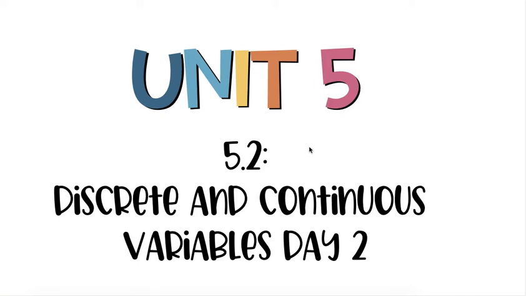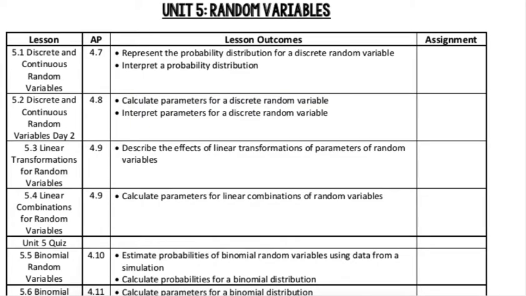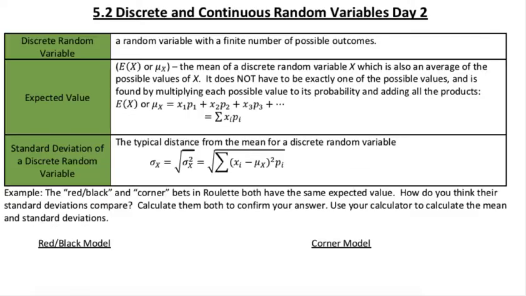This is Unit 5, Section 5.2, Discrete and Continuous Variables, Day 2. And so we're going to continue our discussion on discrete and introduce continuous. So this is our second day in our unit as we continue looking at random variables.